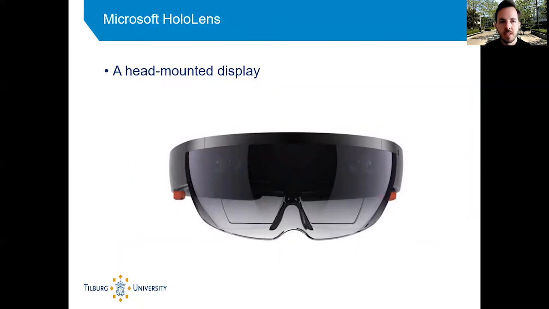So here you see, for instance, the Microsoft HoloLens, one version of it, a head-mounted display. You mount it onto your head, and it looks more or less like actual glasses, a bit more futuristic, perhaps. You still see the actual world, but some elements are added to it.